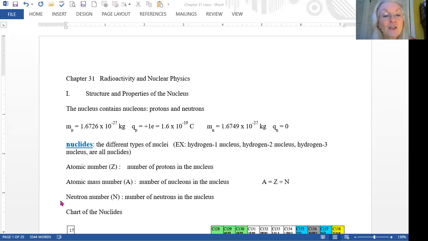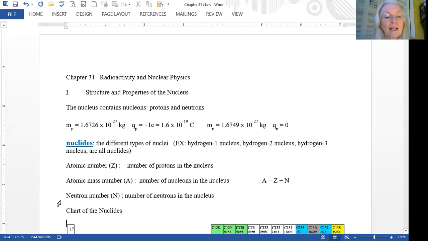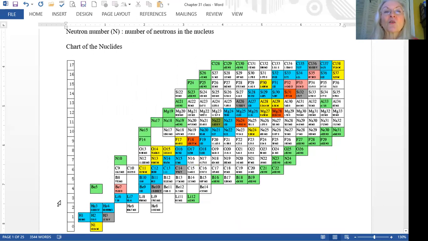A chart of the nuclides looks a little different. We're all familiar with the periodic chart, but the chart of the nuclides is very different indeed. So we're going to come down and look at it. If you want to think of it, it's like having every single isotope, but again, we're talking about the nucleus of each one of them. We don't really care about the electrons. And this is just a tiny, tiny part of it.